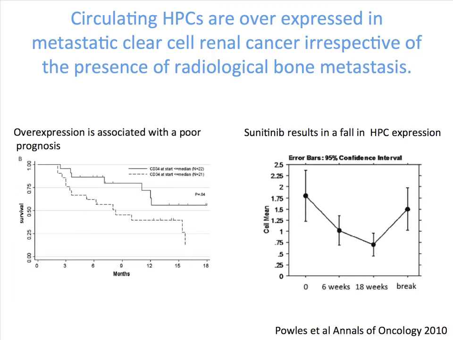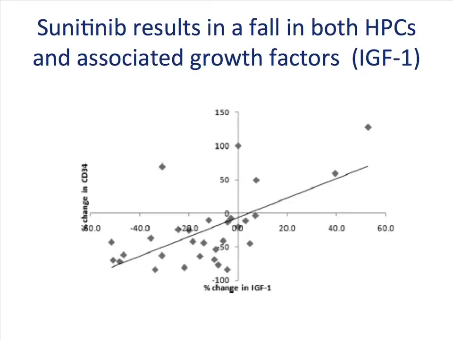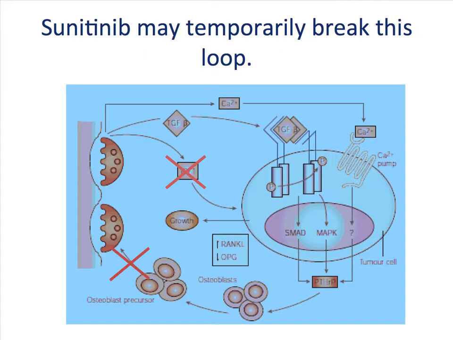And what this is suggesting to us is that these targeted therapies are having a direct effect on the bone marrow, which indeed may have an effect on the progression of bone marrow metastasis. And this is a correlation between IGF-1, that important growth factor that I talked about, and the hematopoietic cells. And this is suggesting that this drive that I've talked about could potentially be turned off with Sunitinib, breaking this loop and reducing this destructive cycle.